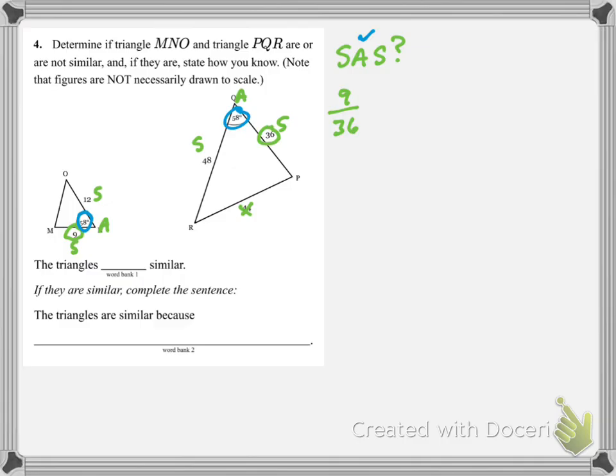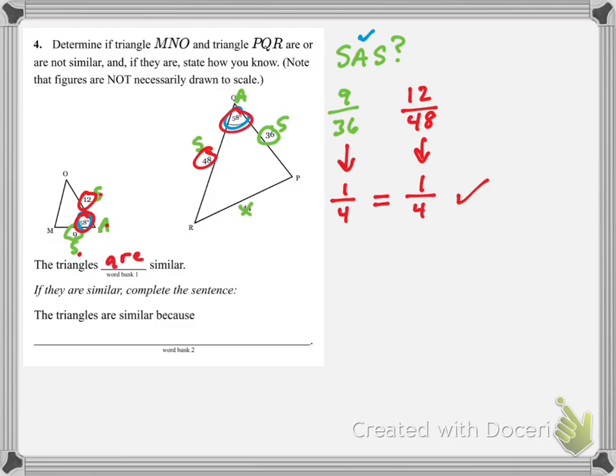So the A part's good because I got a pair of 58s. Now let's look at the other side, 12 and 48. So I have 12 over 48. I reduce: 9 over 36 is 1/4, 12 over 48 is 1/4. Those are equal. So I have SAS. They are similar because those two fractions are equal, and you have a pair of congruent angles. So they are similar because of SAS.